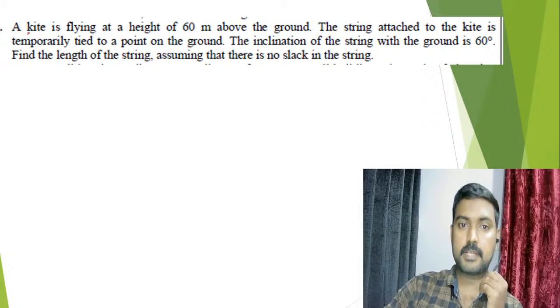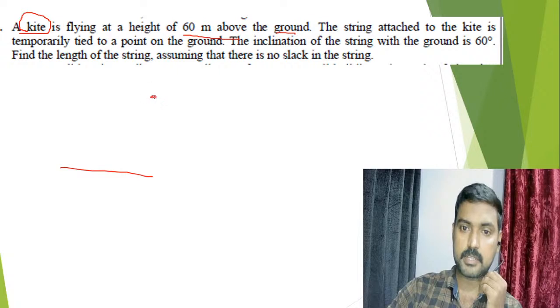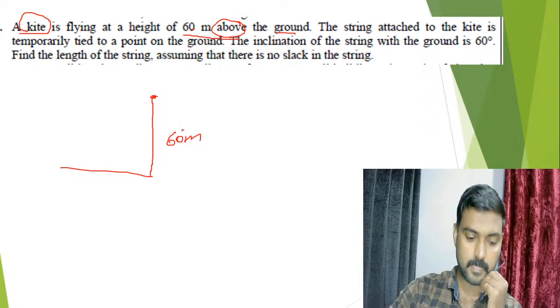Okay. So next question, a kite is there. So we can see one object is there, a kite, flying at a height of 60 meter above the ground. So we require a ground level. One kite is required. So what is this telling? The kite is 60 meter above the ground level. So the height we can mention is 60 meter above the ground level.